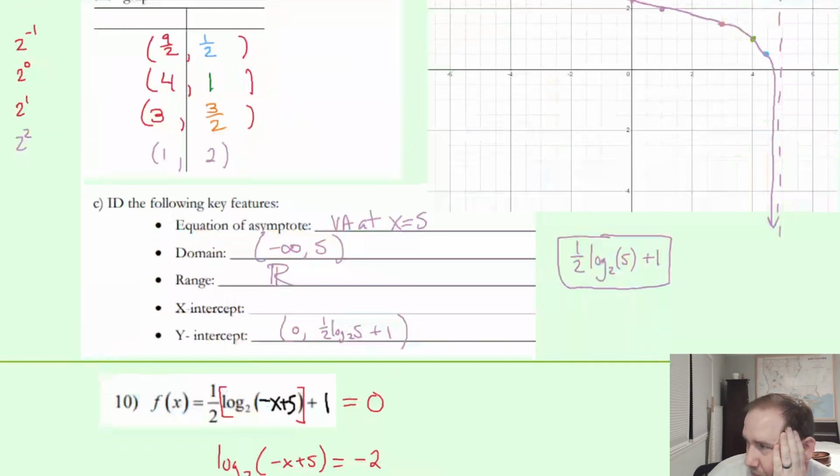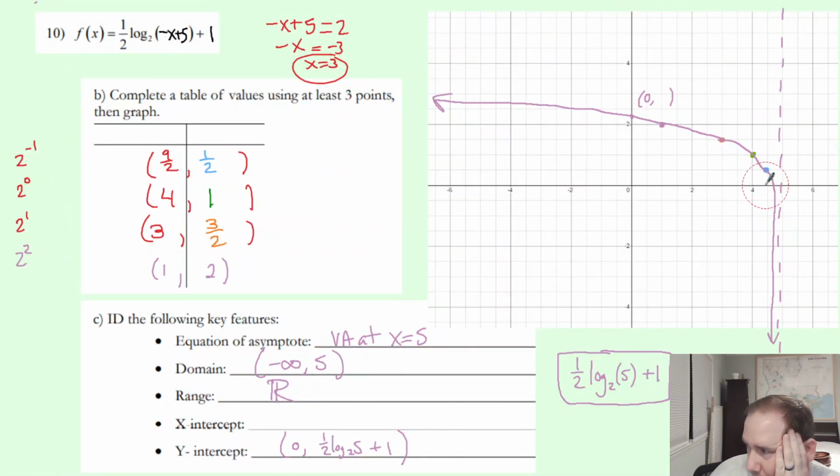Which should make sense when we go back to our grid. At this point right here is 4.75. So the X Intercept is, if you want to give me 4.75, you can, of course. I'm going to stick with 19 fourths, comma 0.